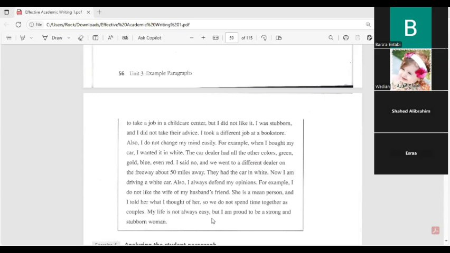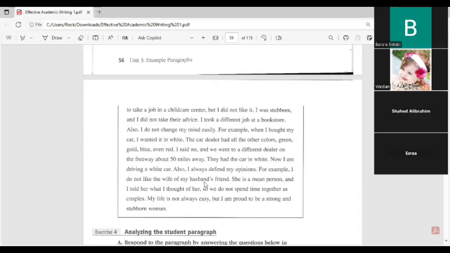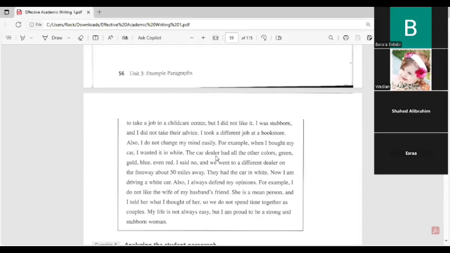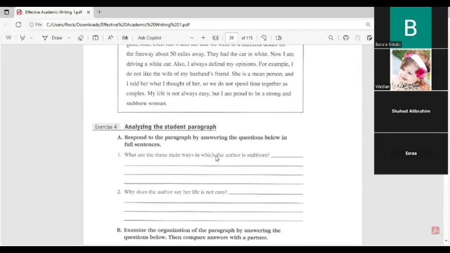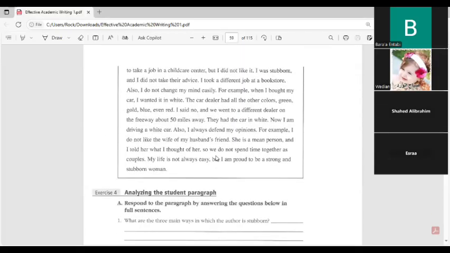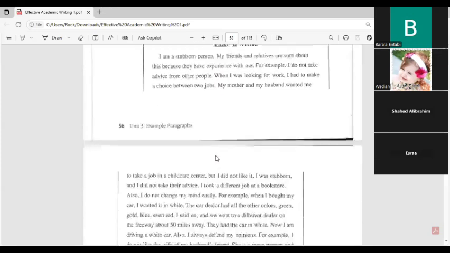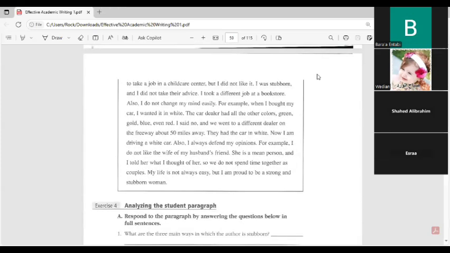My life is not always easy because she's stubborn, but I am proud to be a strong and stubborn woman. She defends her ideas. We defend our ideas or our opinions. Do you have any questions about an example paragraph? This is just to help you describe yourself, as I told you in the homework.